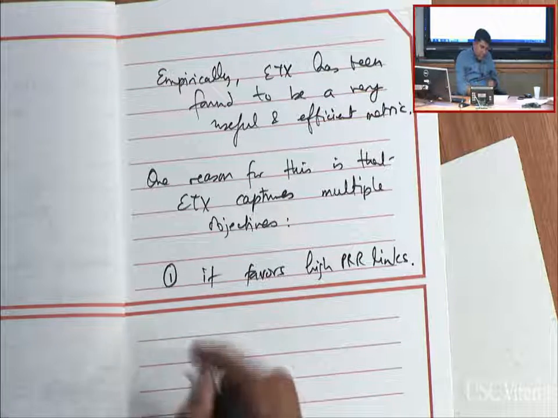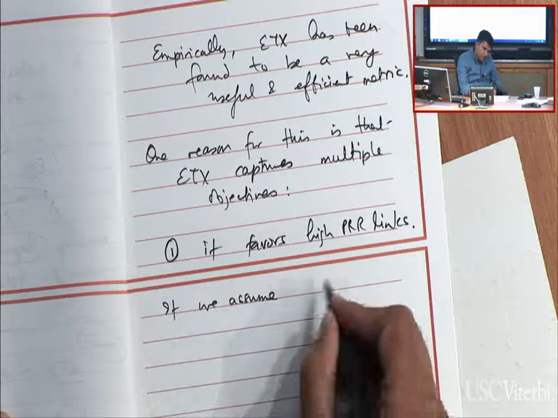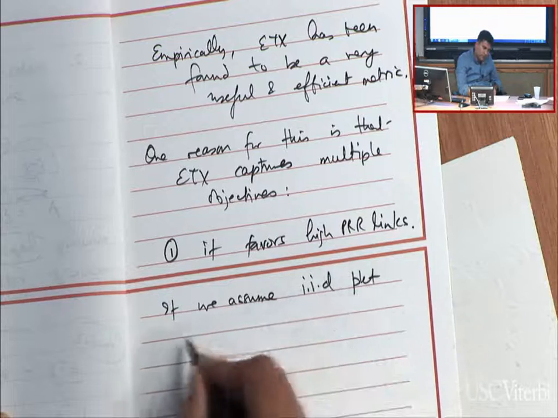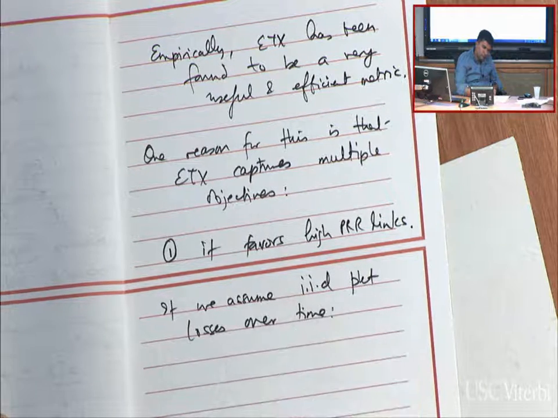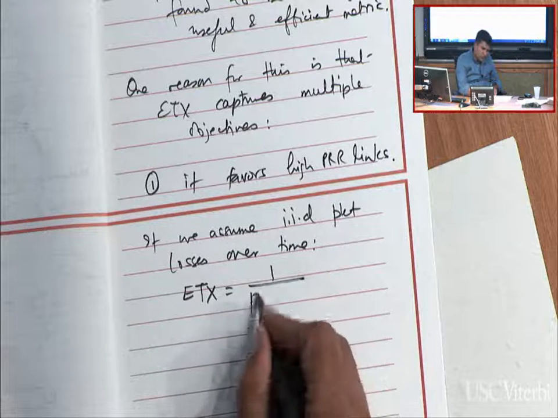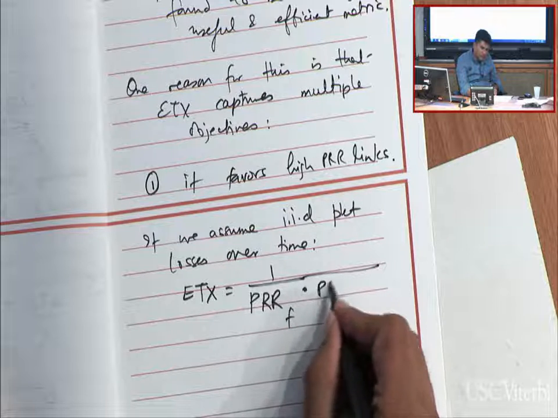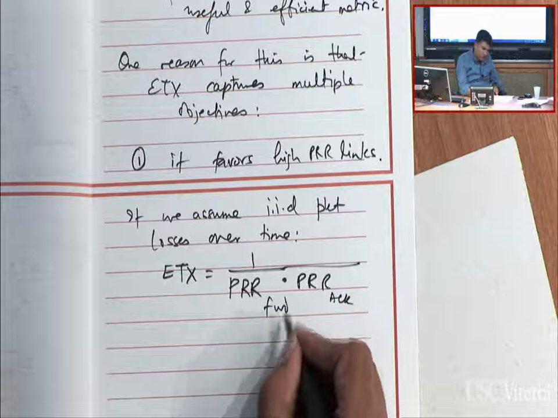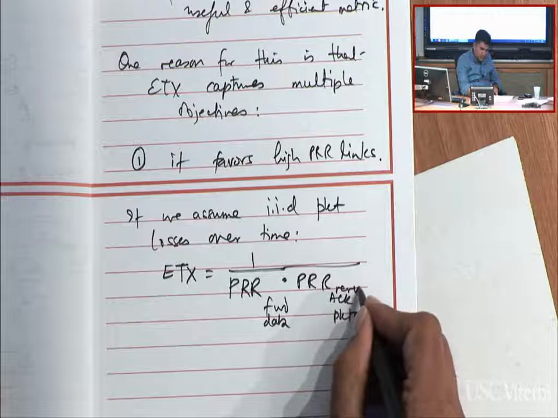In fact, if you assume IID packet losses over time, then ETX equals 1 over the packet reception rate in the forward direction times the packet reception rate for the ACK packets. So this is forward data packets. This is sort of the reverse ACK packet.